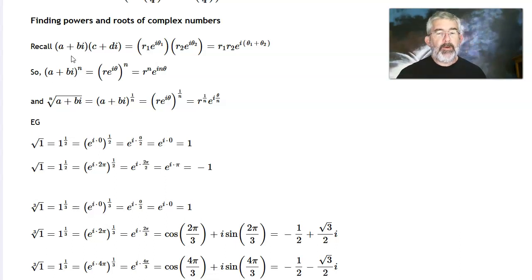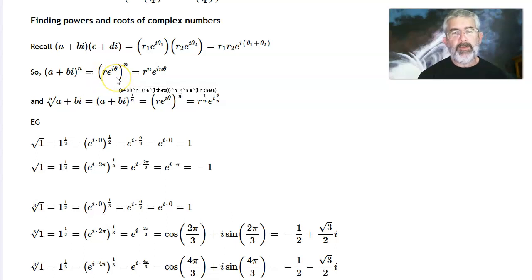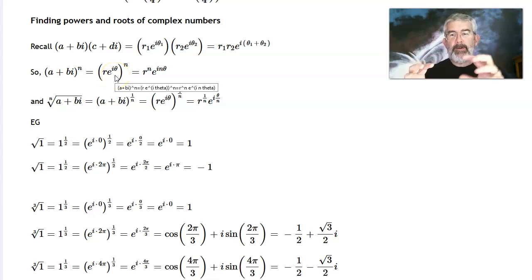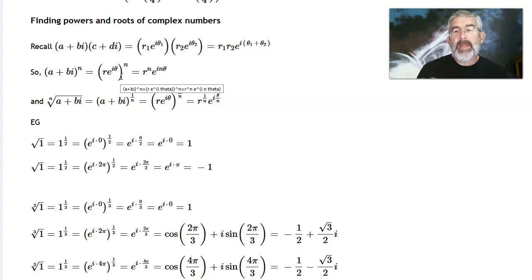Okay. So when I'm trying to raise something to a power, rather than writing a plus bi to the n, I'd rather write it in polar form to the n, because then it's very easy to see what happens. Raising a product to the nth power raises each of the two things to the nth power. So you've got r to the n, and then you've got this exponential to the n. But when you have an exponential raised to a power, the two powers multiply together. Essentially, you're adding i theta to itself n times, and what you get is i times n theta.